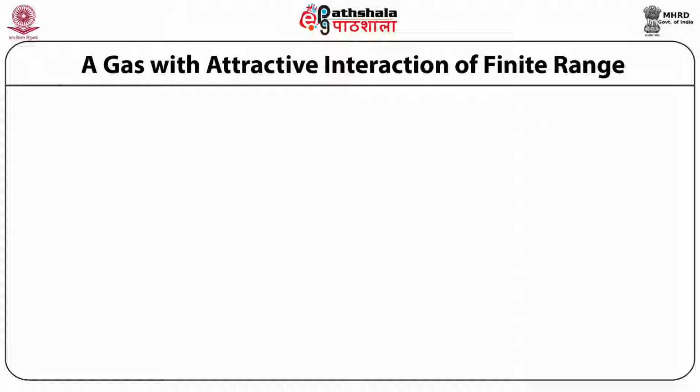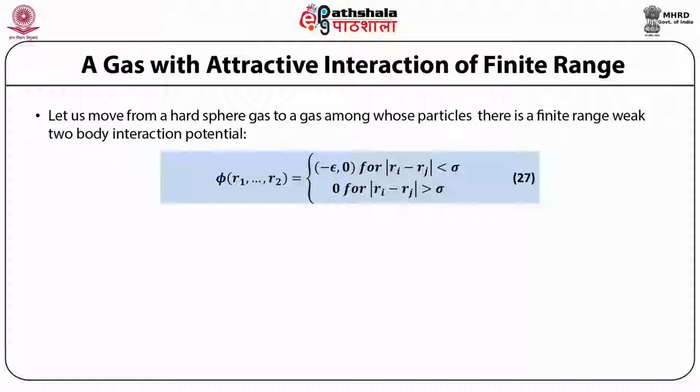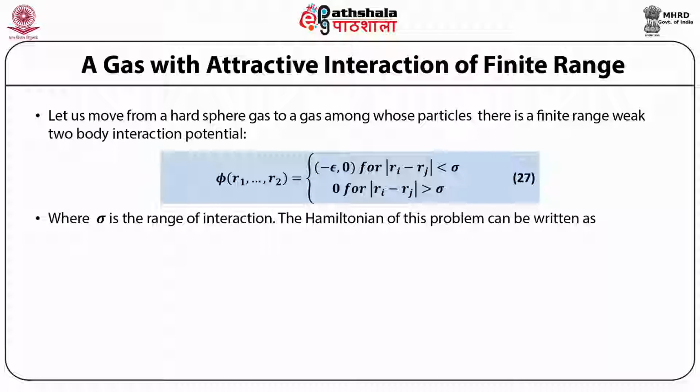A gas with attractive interaction of finite range. Let us move from a hard sphere gas to a gas among whose particles there is a finite range weak two-body interaction potential, defined by phi(R_i, R_j) equal to minus epsilon for modulus of R_i minus R_j less than sigma, and equal to 0 for modulus of R_i minus R_j greater than sigma, where sigma is the range of interaction.